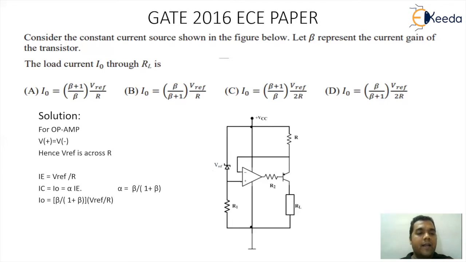Now I can take IC as the same as IO. So IO will become alpha times IE, where alpha is replaced by beta upon 1 plus beta and IE is replaced by Vref by R. So automatically the value of IO will become beta upon beta plus 1 into Vref by R, which implies the correct option for this question is option B. IO is equal to beta upon beta plus 1 into Vref by R. That is answer B.